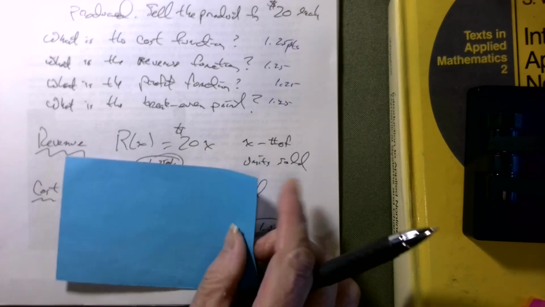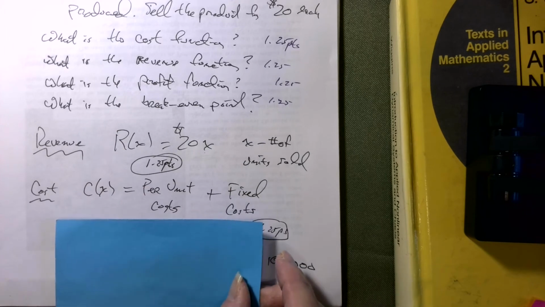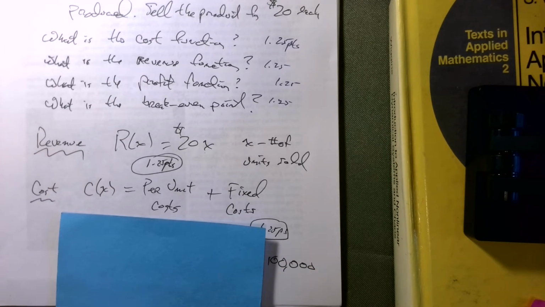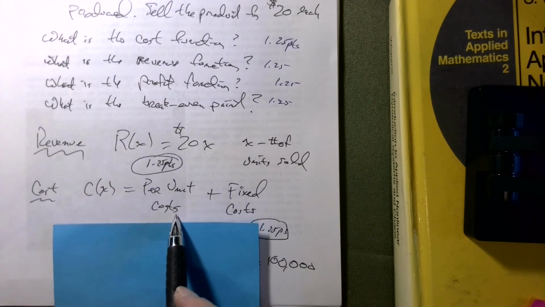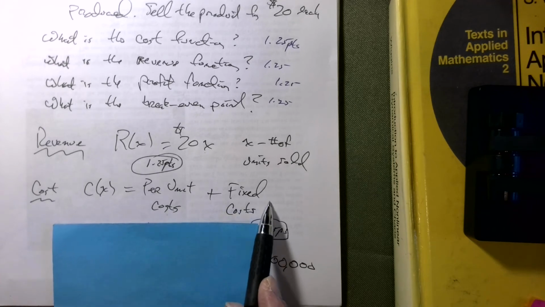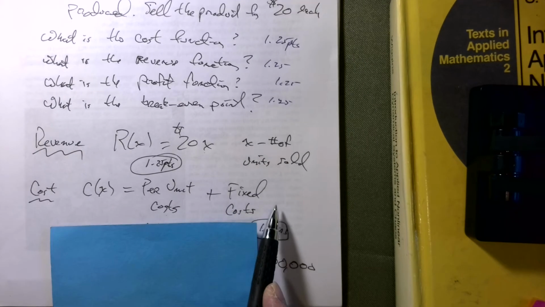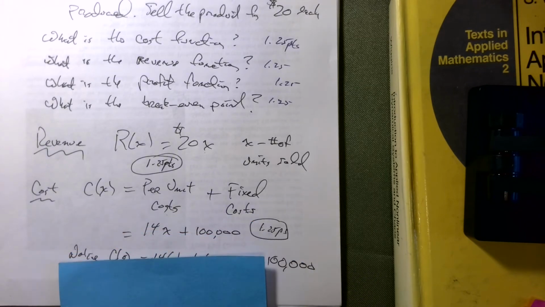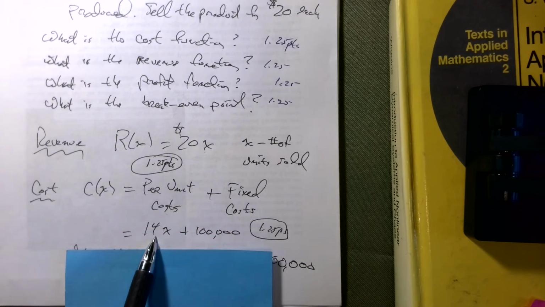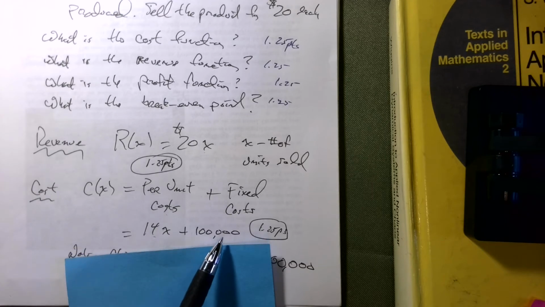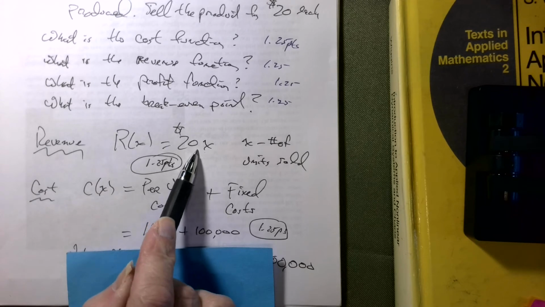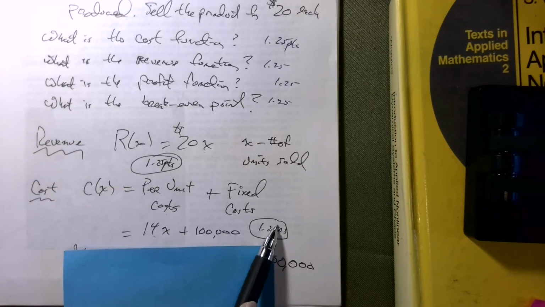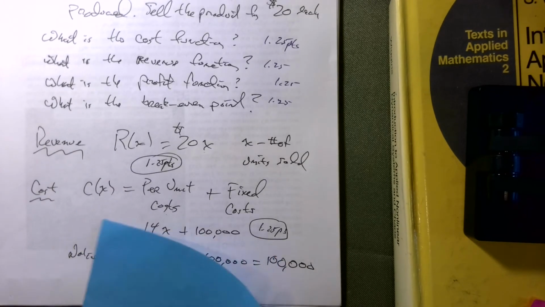is 20. Now, cost. You have 2 types of costs here. You have the per unit cost, that was the $14, and you have your fixed cost, which is $100,000. So your cost is the individual per unit cost plus your fixed cost. So if you get to this point, you get 1.25 points. If you get to this point, you get 1.25 points.